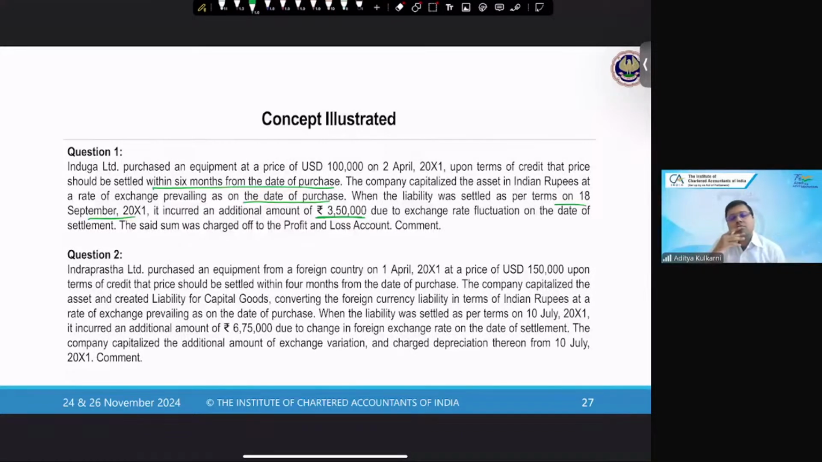As the liability is a monetary item, the exchange fluctuation should go to P&L. But this relates to a capital asset, it's a capital transaction. So what should you do? Should I capitalize this exchange fluctuation into the cost of the asset? It goes to P&L. What about the others, Monica? Sir, we have to see the financial reporting end date. You have to see.